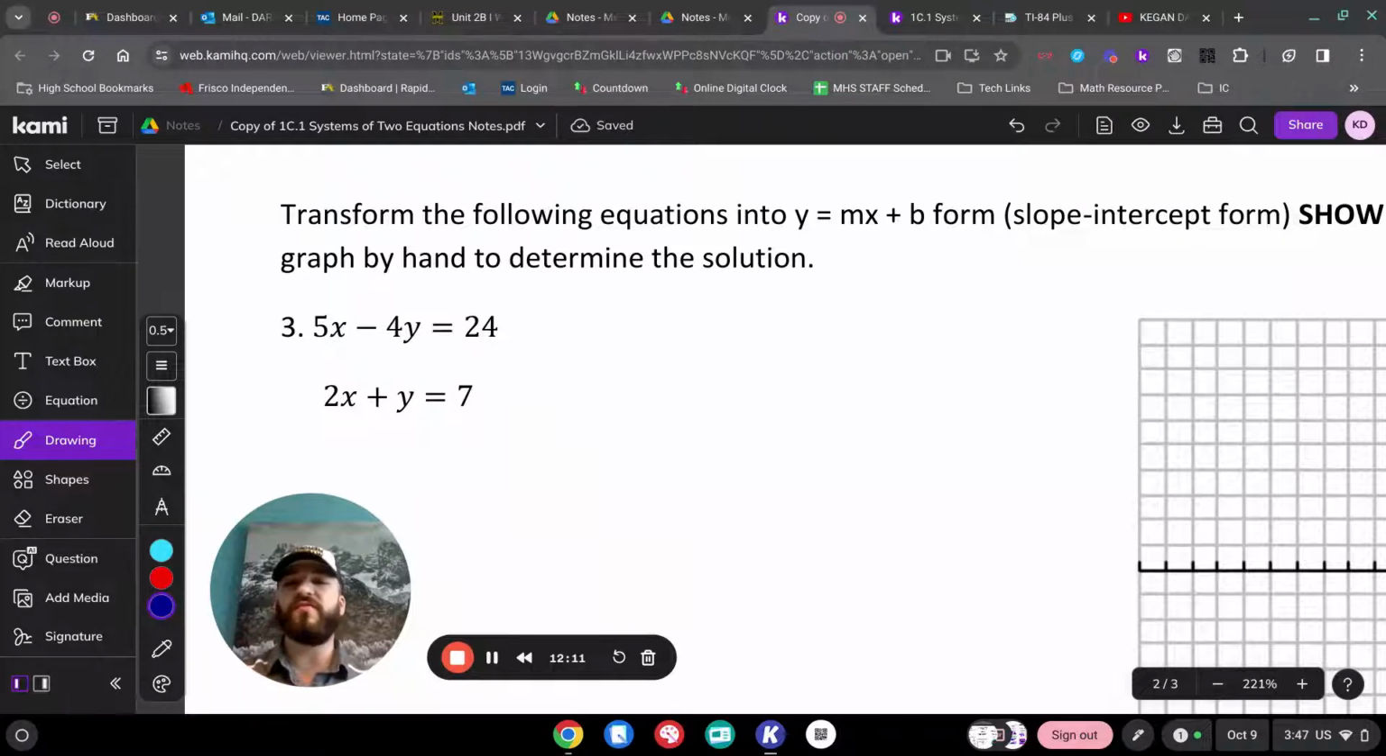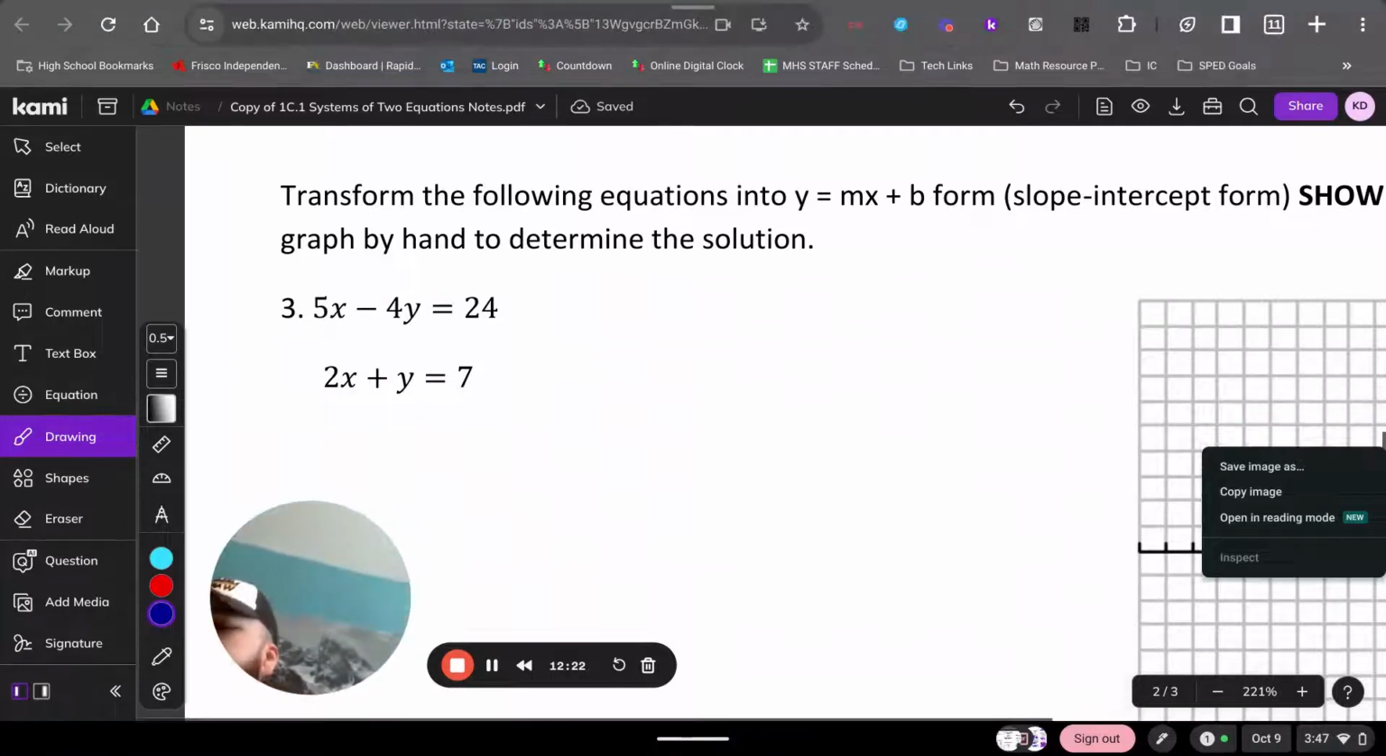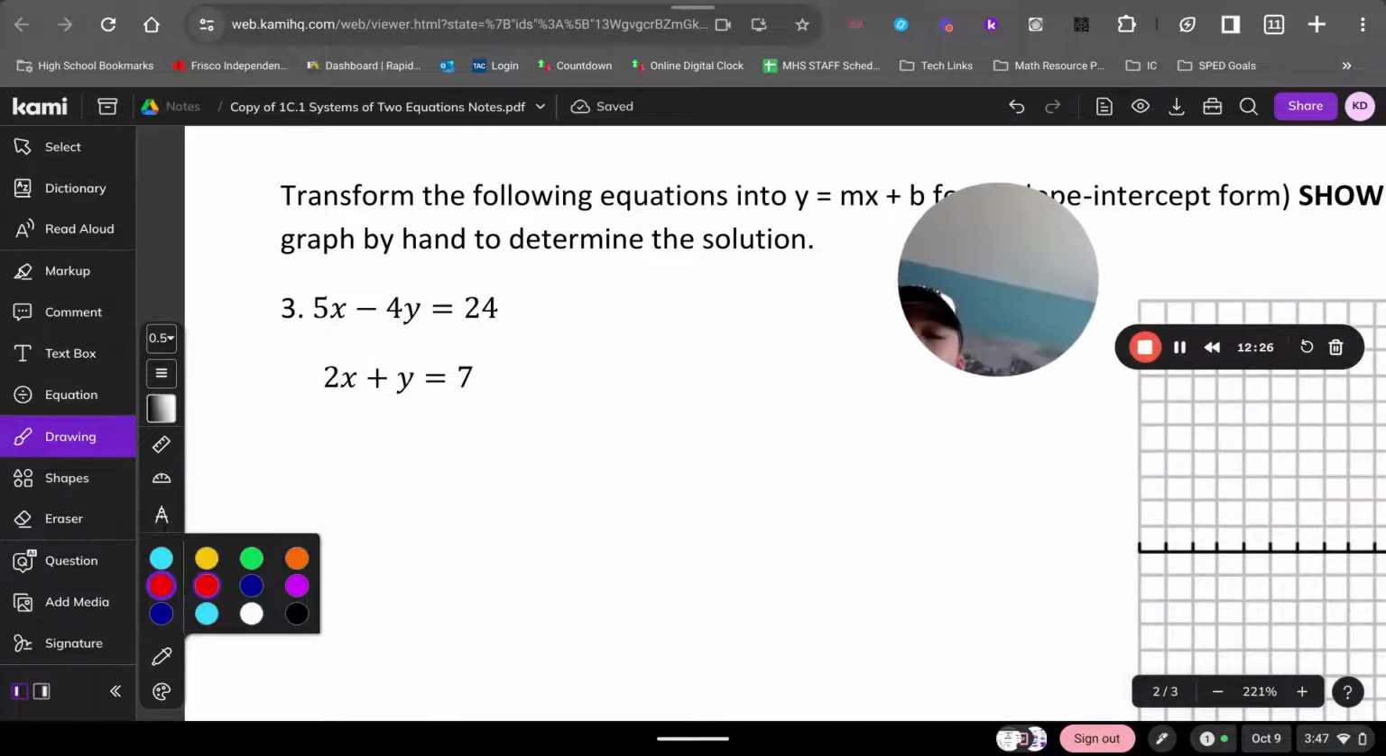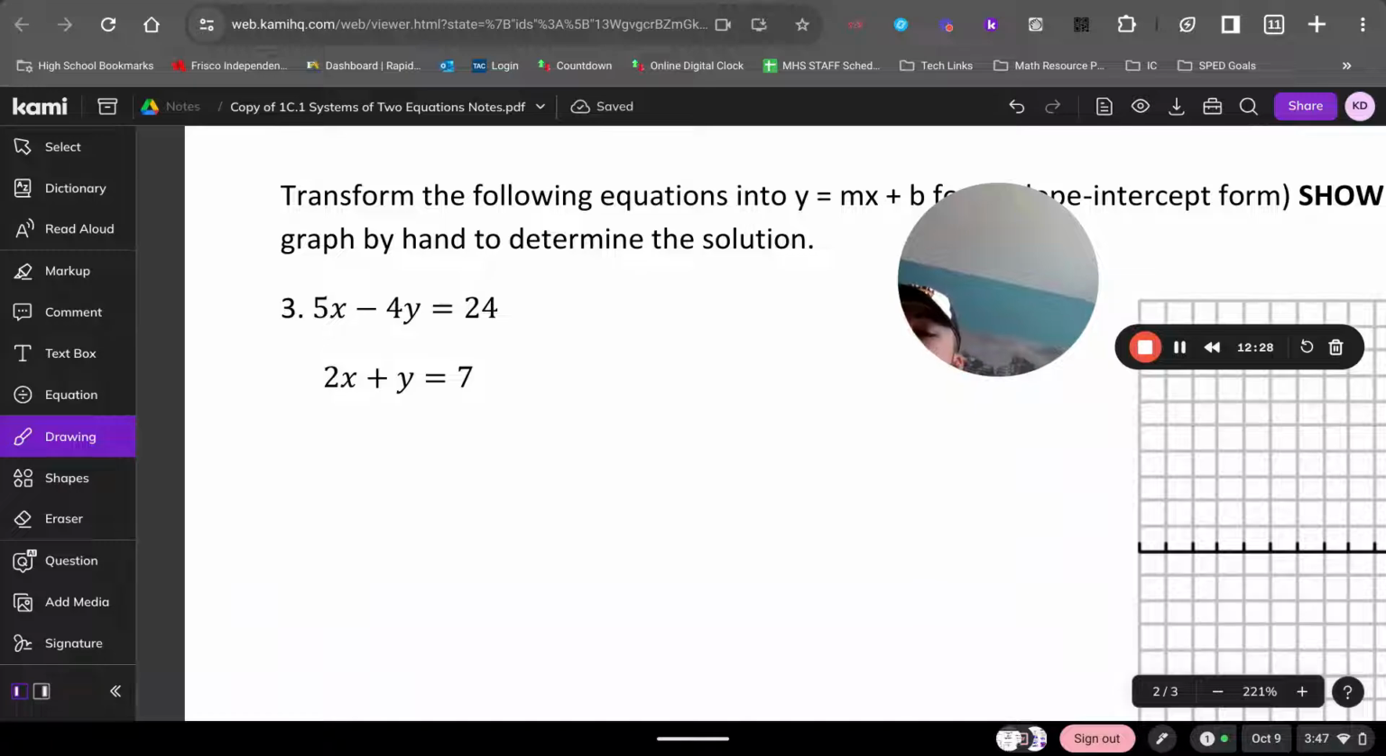So if you can solve these for y, go ahead and pause me, and you can go ahead and do this one on your own. If you just want to watch anyways, go ahead and watch me solve each of these. So let's take that first equation, 5x minus 4y is equal to 24. And let's go ahead and solve that one for our y equals. So 5x minus 4y is equal to 24.